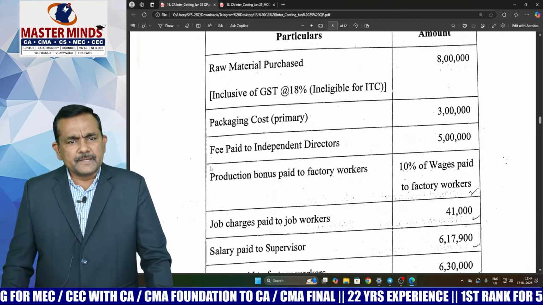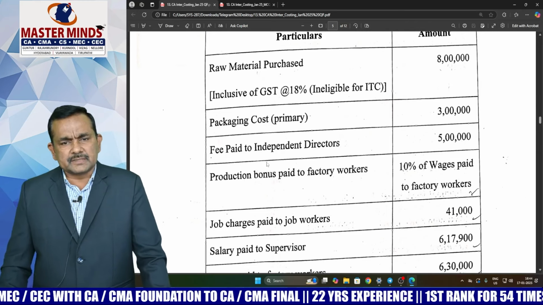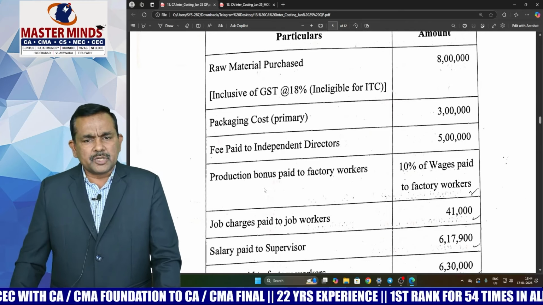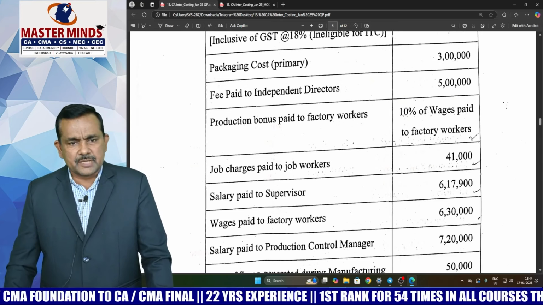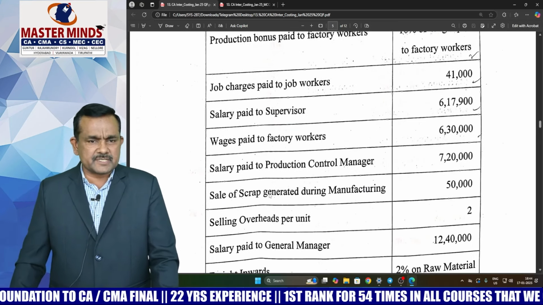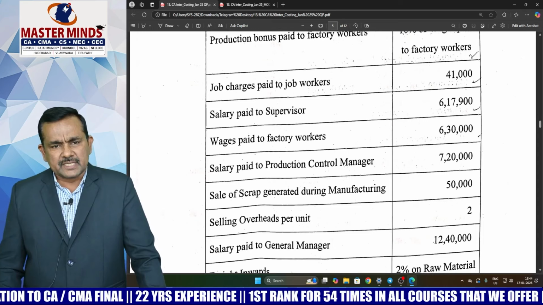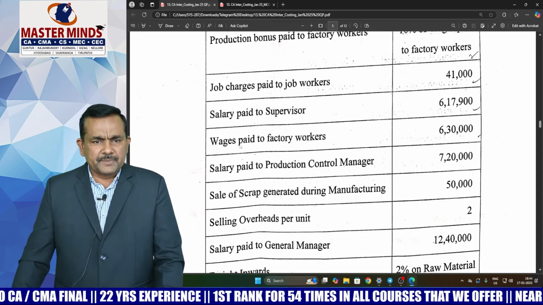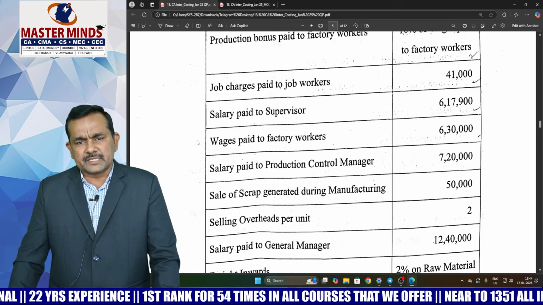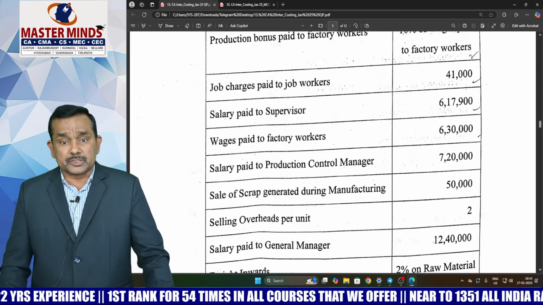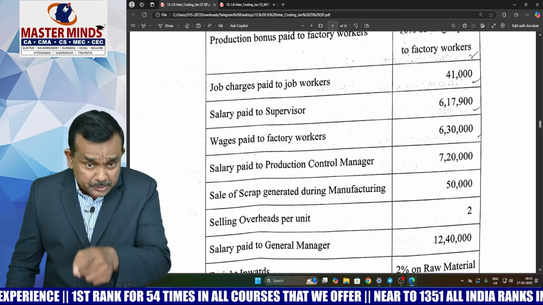So here fees paid to independent directors, that is the general admin overheads. Production bonus paid to factory workers, that is the direct wage cost. Job charges paid to job workers, direct expenses. Salary paid to supervisors, that is factory overheads. Wages paid to factory workers is nothing but direct wages. Salary paid to production control manager is nothing but admin overheads related to production.